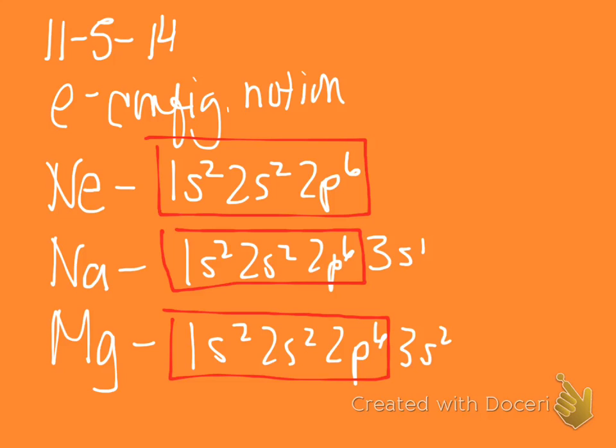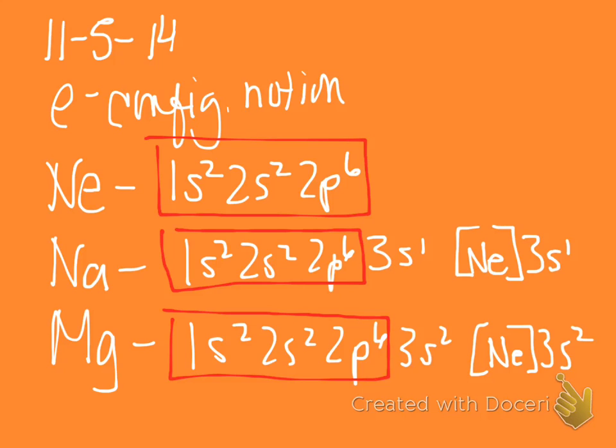We say that the electron configuration for sodium is Ne 3s1. Neon plus a 3s1. Isn't that nice? We say that magnesium is neon 3s2.